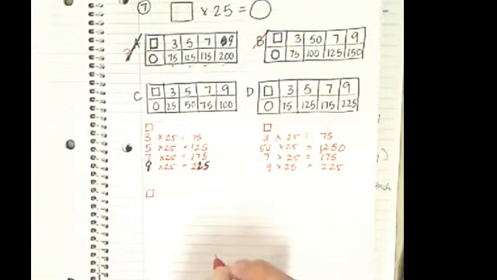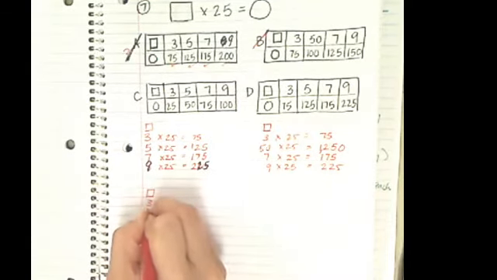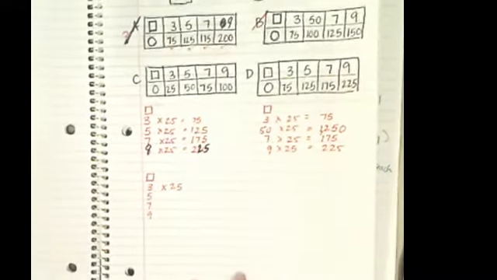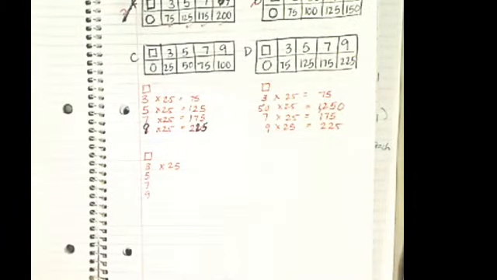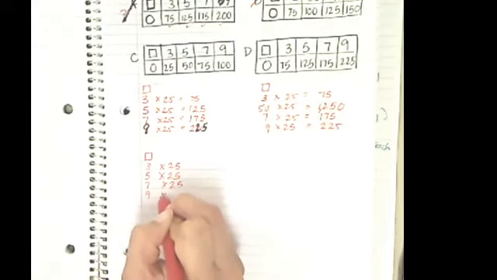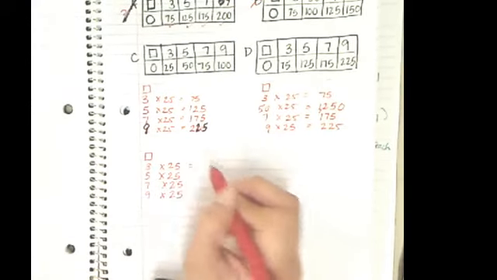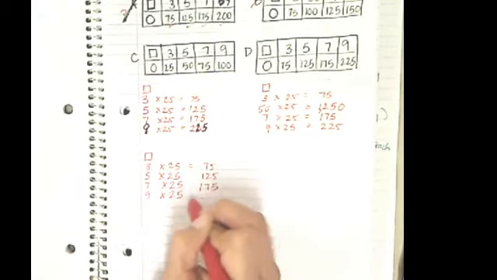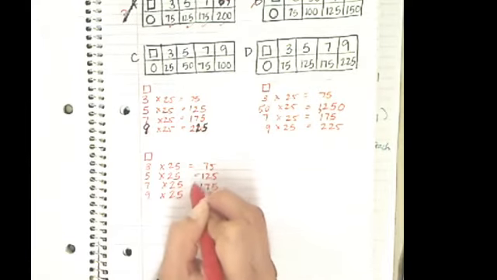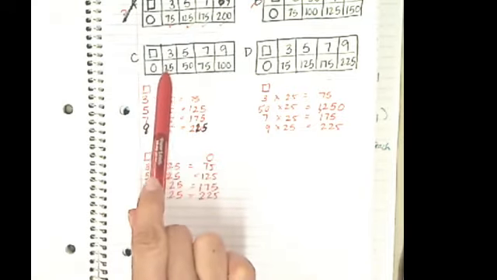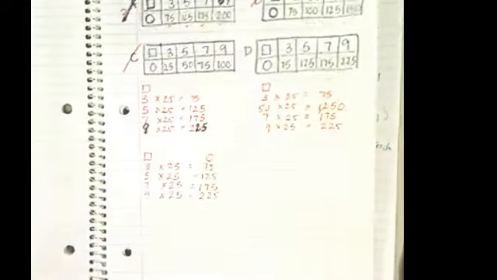All the values of square: 3, 5, 7, 9. I'm going to multiply everything times 25. Oh, that's so blurry. This one is 75, 125, 175, and 225. Do these values match what is under the circle? 25, 50. Oh, that doesn't match. C is not the one.